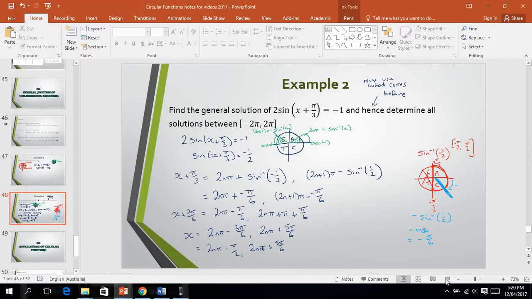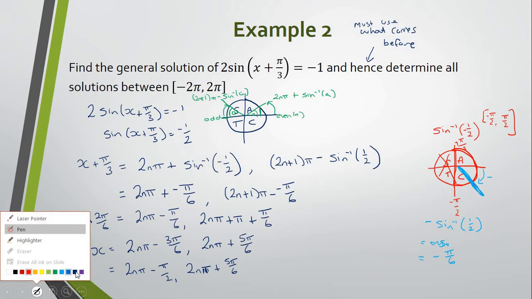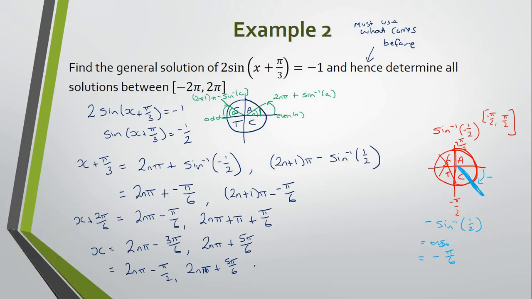Let's pop back into this slideshow and finish off the rest of this question. So we do, of course, need to make sure that this is not finally finished. We do need to define n. Let me just change back to blue just so it's all matching in nicely. So these are our general solutions where n is an integer. Okay, we do need to write that. That's the first part. The second part is hence determine all solutions between negative 2 pi and 2 pi.